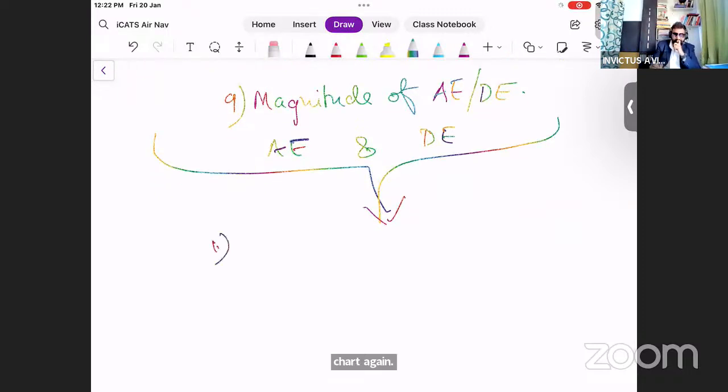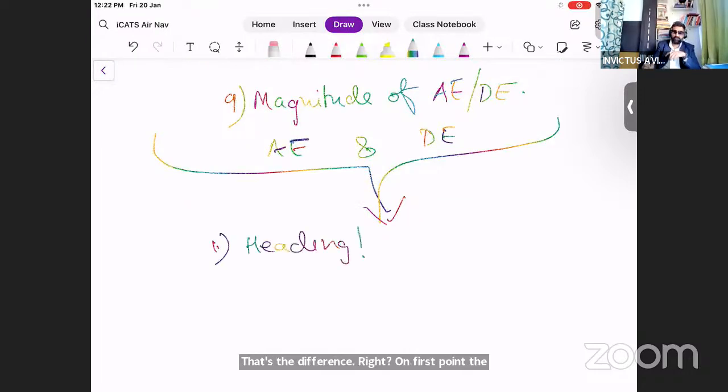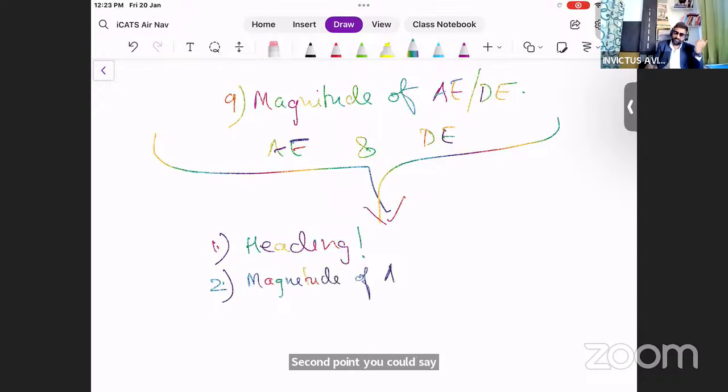The magnitude will depend upon heading. We already know easterly, westerly heading, it will be maximum. Northern or southern heading, it will be 0 or minimum. So heading. Second point, you could say magnitude of acceleration.